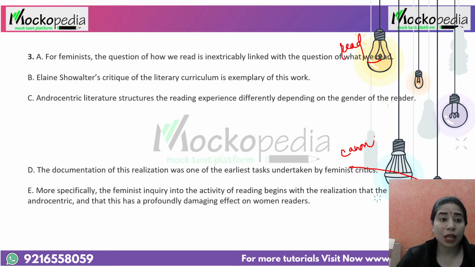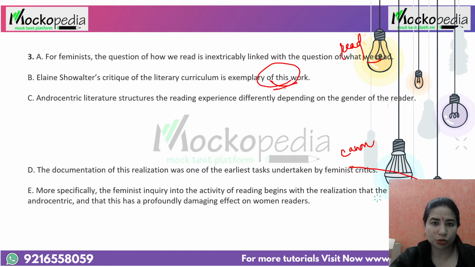So let's discuss. For feminists, the question of how we read is inextricably linked with the question of what we read. Okay. Elaine Showalter's critique of the literary curriculum is exemplary of this work. Okay, this work. So let's see. And do androcentric literature structures the reading experience differently depending on the gender of the reader. Okay. The documentation of this realization, one of the earliest tasks under the feminist critics. More specifically, the feminist inquiry into the activity of reading begins with the realization that literary canon is androcentric and that this has a profoundly damaging effect on women readers.